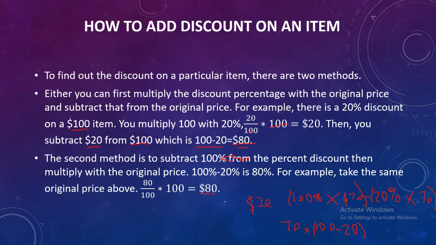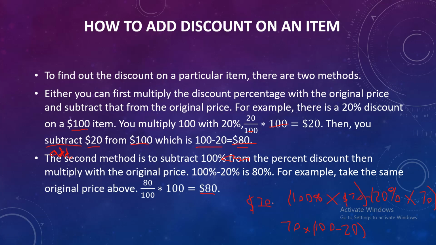So you can use both the methods in the same way. In the first method, 20% of 100 into 50 is equal to $10. And then instead of subtracting, you add $10 to the original price, which is $50, and you get $60.